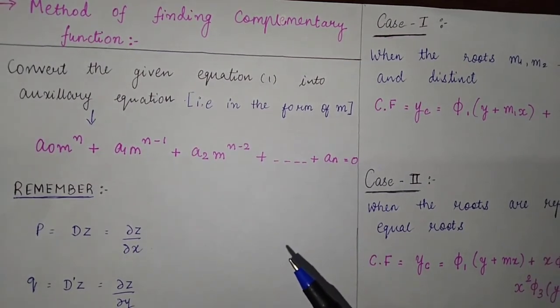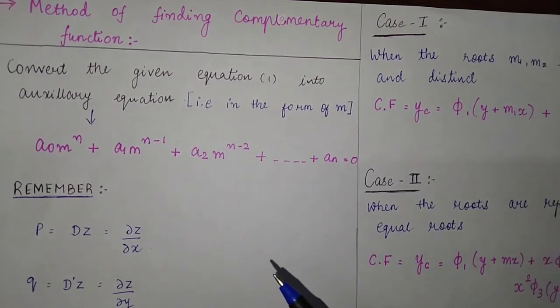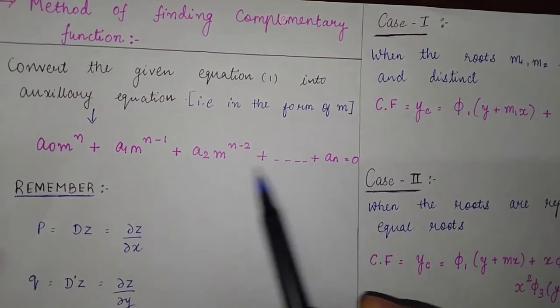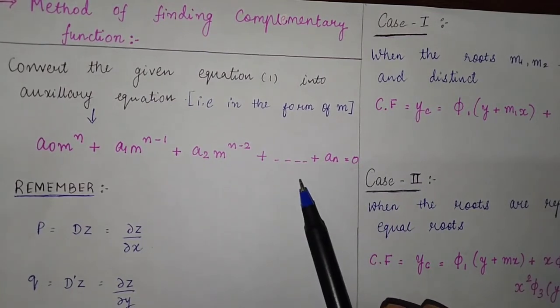Whatever equation is given to you will first be in the form of D. In place of D you have to put m, and put that equal to 0 and find the values of m.